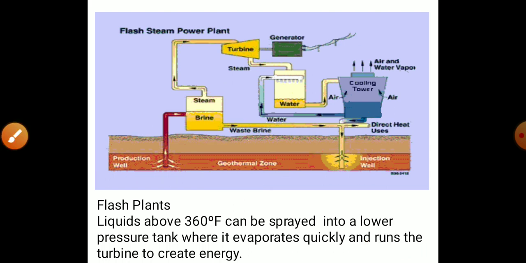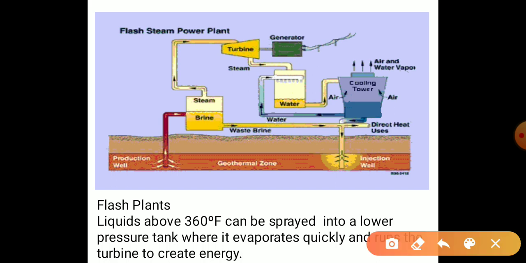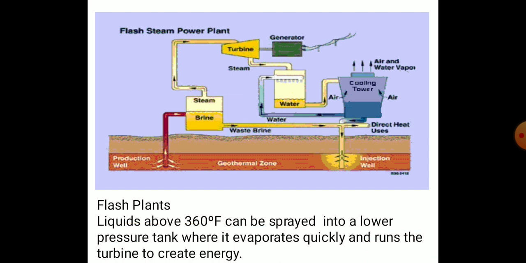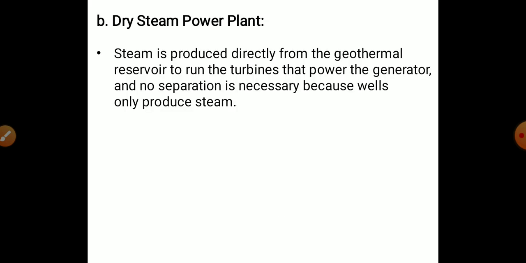For the flash plant, if we come to a conclusion or notation, flash plant liquid above 360 Fahrenheit can be sprayed into a lower pressure tank. In this position it evaporates quickly and drives the turbine to create energy. So this is the basic step, and this is the block diagram of how the flash steam power plant works. Now we concentrate on the dry steam power plant.